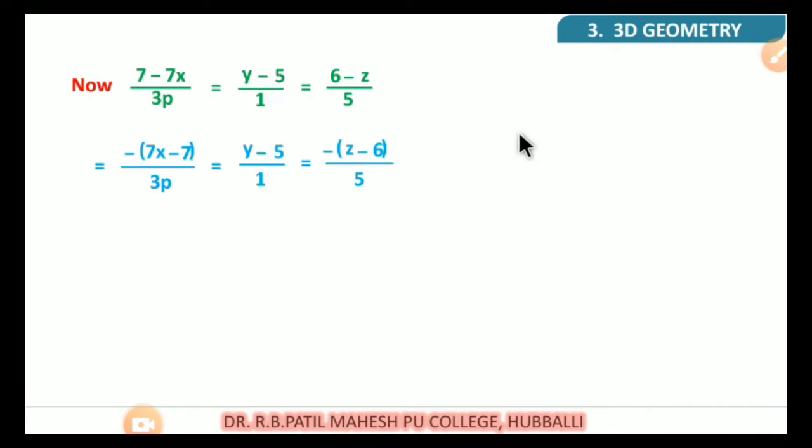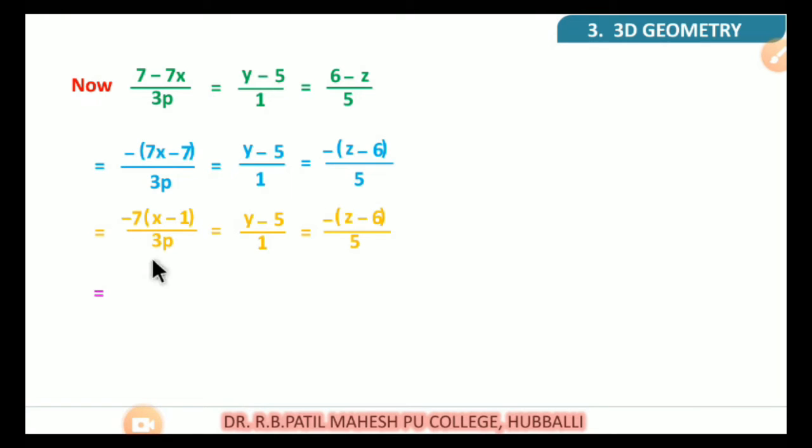It is not over. Still we have to take some procedure to convert into standard form, so that we can take 7 common here. So it becomes minus 7 into the bracket of x minus 1 divided by 3p is equal to y minus 5 divided by 1 is equal to, that is minus of z minus 6 divided by 5.